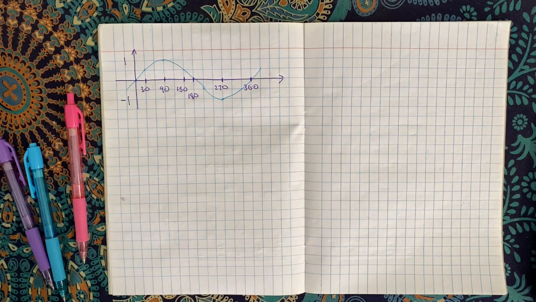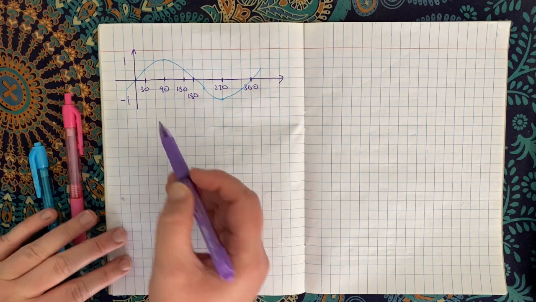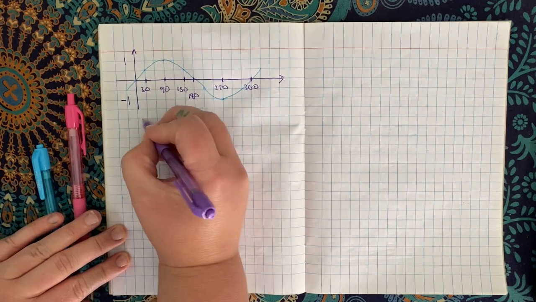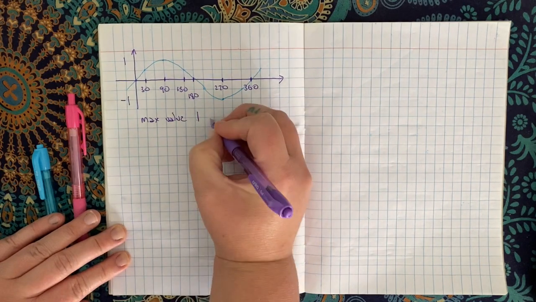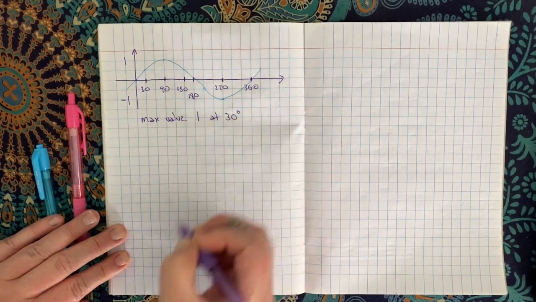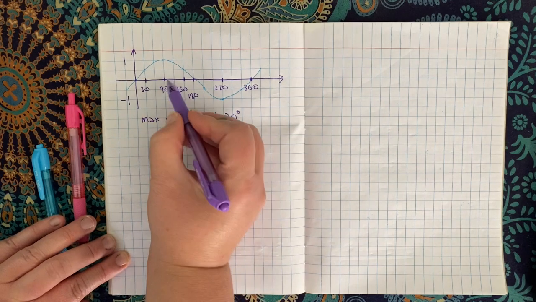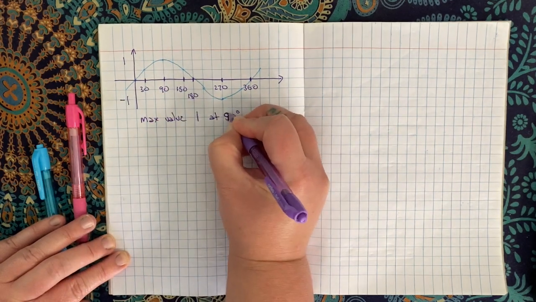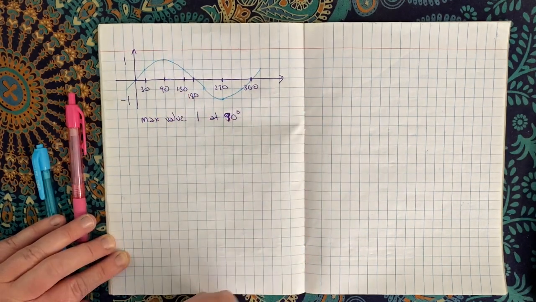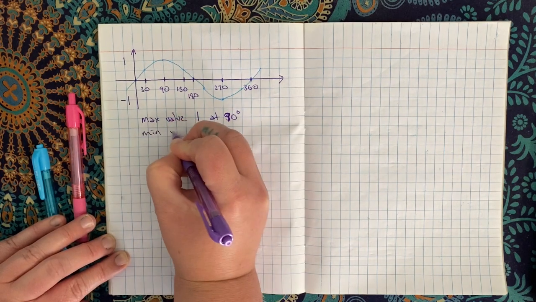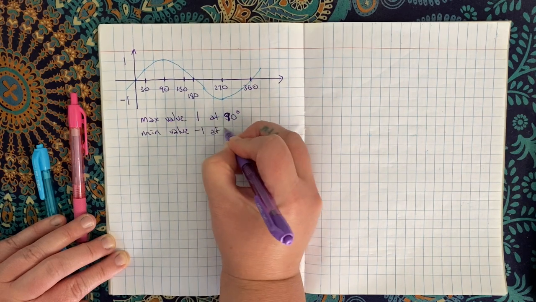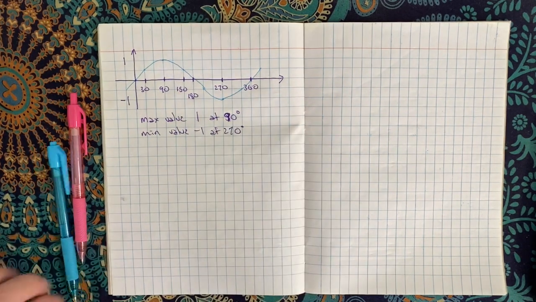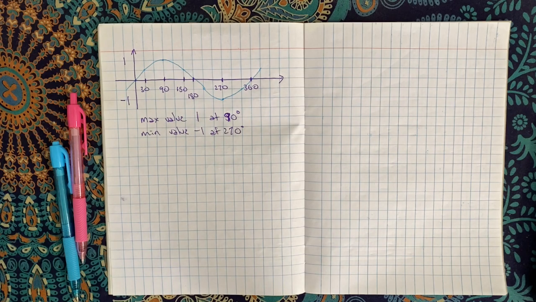So there's a couple of features we can look at. The topmost point is up here. It has a maximum value of 1 at 90 degrees. It has a minimum value of -1, and that's over here at 270 degrees. So it has maximum and minimum values, and it has a period of 360 degrees.